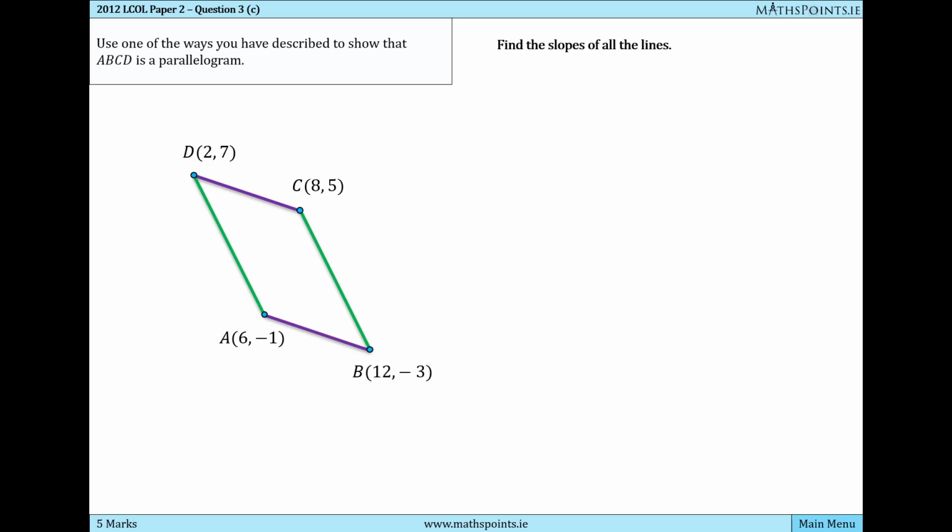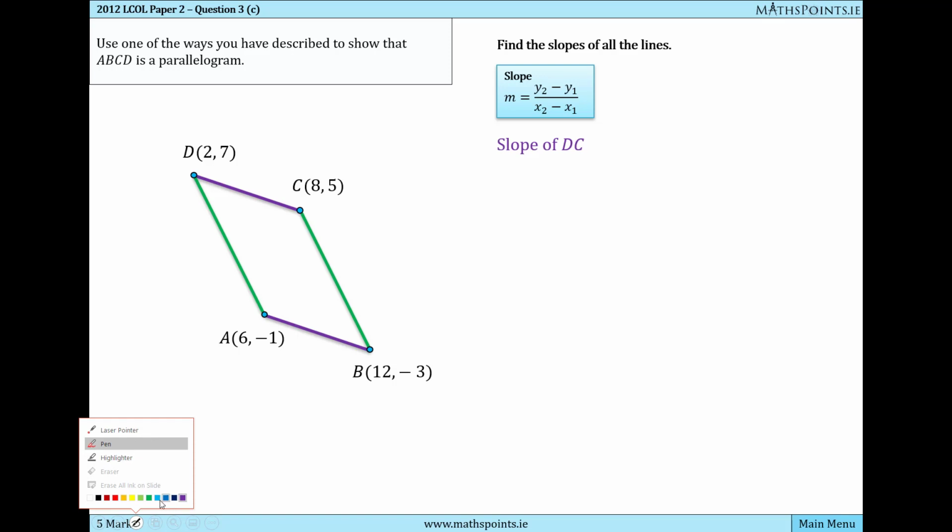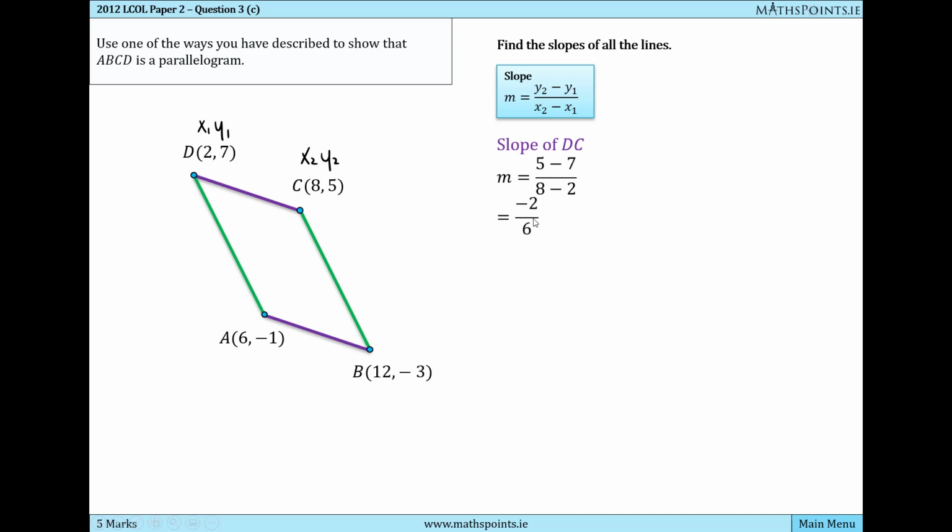So we're going to need to use a formula from the table. The formula for the slope is y2 minus y1 over x2 minus x1. And we're going to start by finding the slope of D to C. So it's important that we label the points D and C to get them ready for the question. D I'm going to call x1, y1, and C I'm going to have as x2, y2. We're going to put these into the formula, so it's going to be 5 minus 7 over 8 minus 2. That gives us minus 2 over 6. And if we simplify this fraction, we get minus 1 over 3. So the slope of this line here is minus 1 over 3.